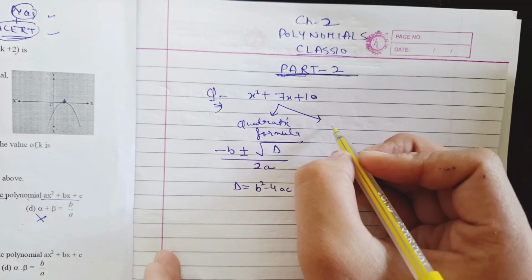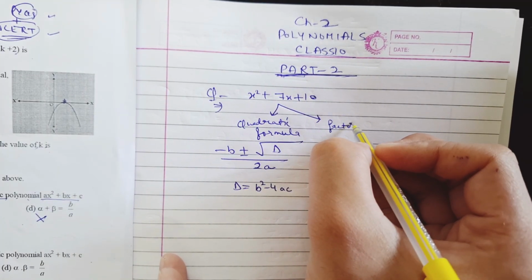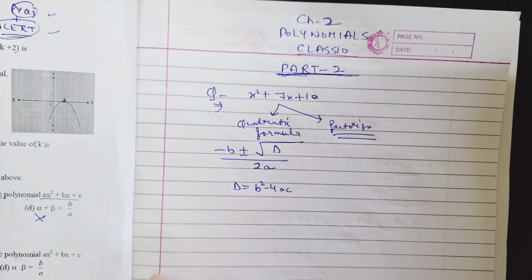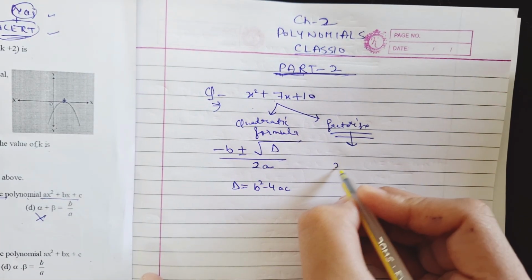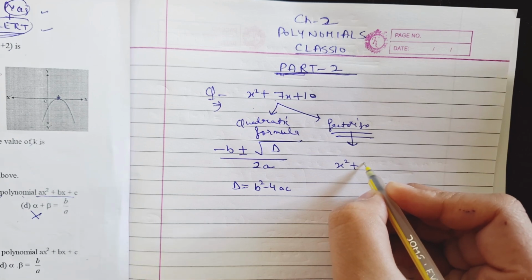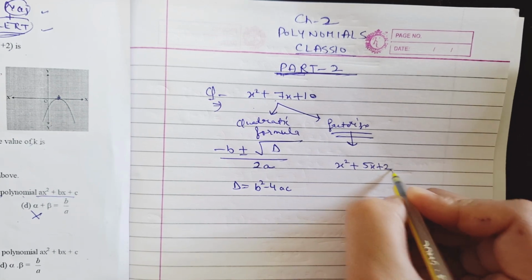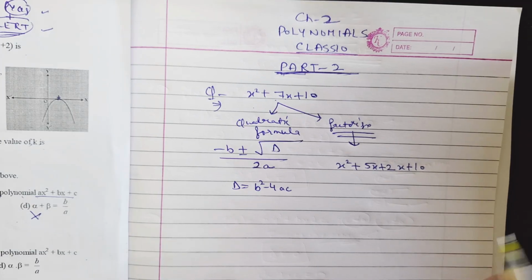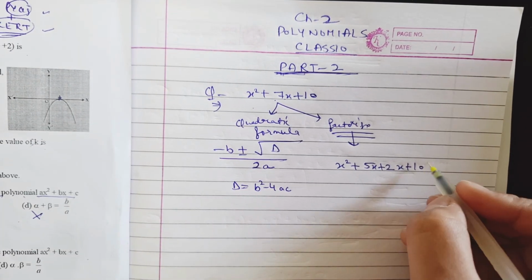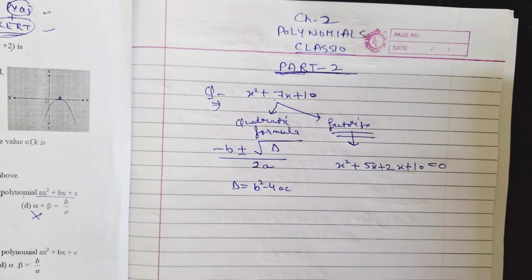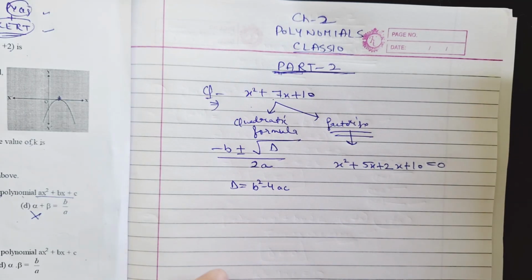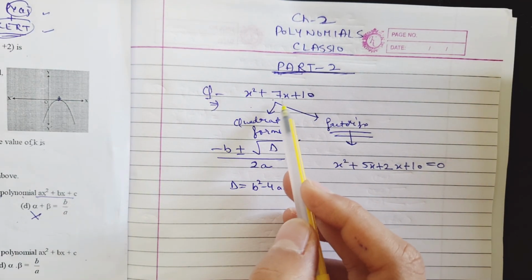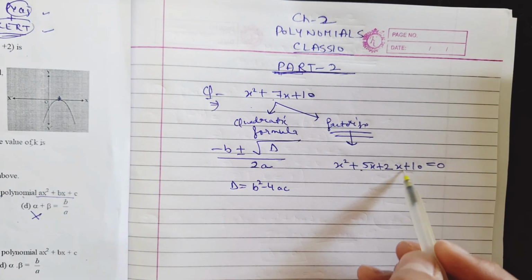And the second option is that you can factorize it. Here we will solve by using factorization. x square plus 7x plus 10. We will split the middle term 7x into 5x plus 2x, so x square plus 5x plus 2x plus 10. If we are finding the zeros, we have to equate it to 0, so that we get the values of x for which the whole polynomial becomes 0.